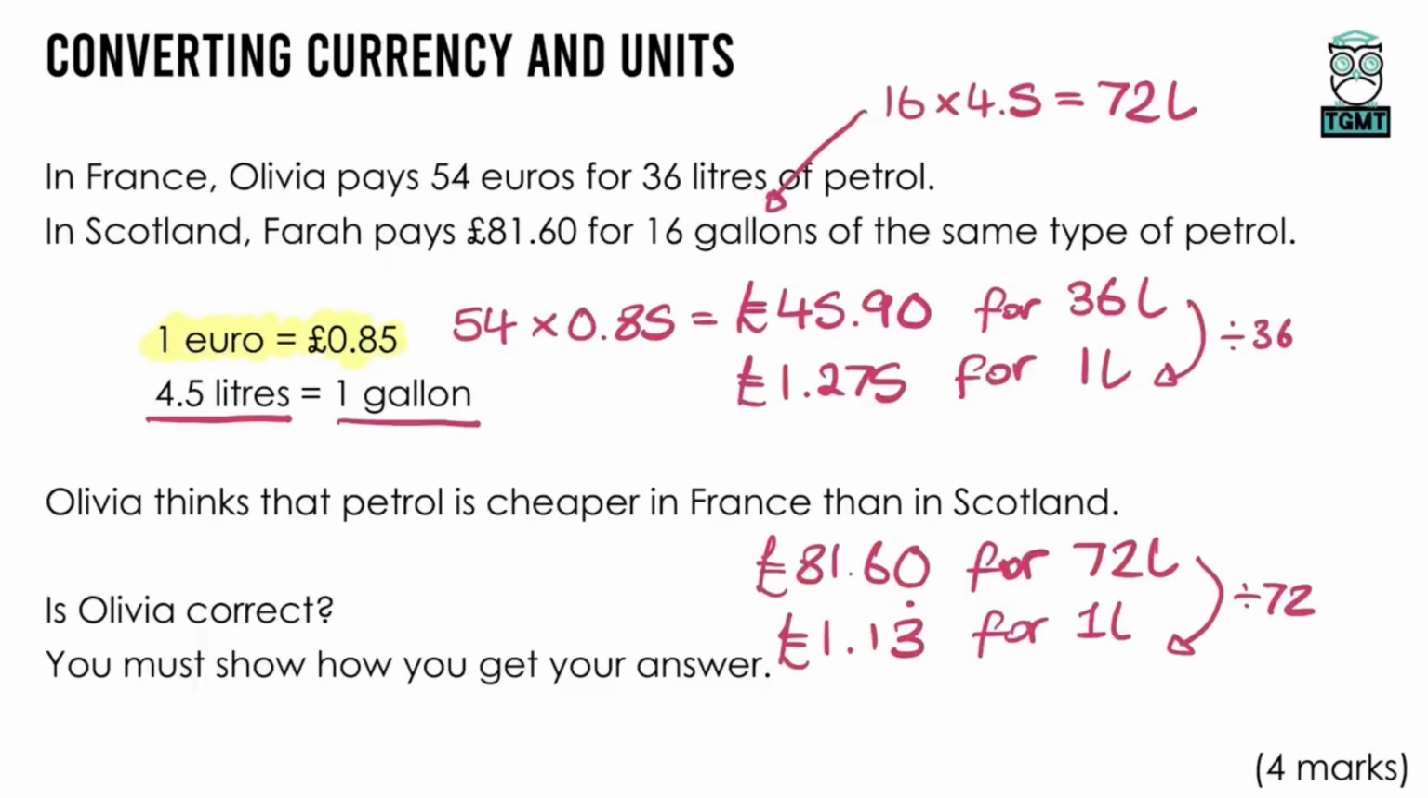Now, it said here, Olivia thinks that petrol is cheaper in France than in Scotland, but we've just showed that it's actually cheaper in Scotland. So is Olivia correct? We would just say no, Olivia is not correct. And we have all of our working out to back that up, you could write after that actually it is cheaper in Scotland. And there we go, that is some currency conversions, but also dealing with different units.